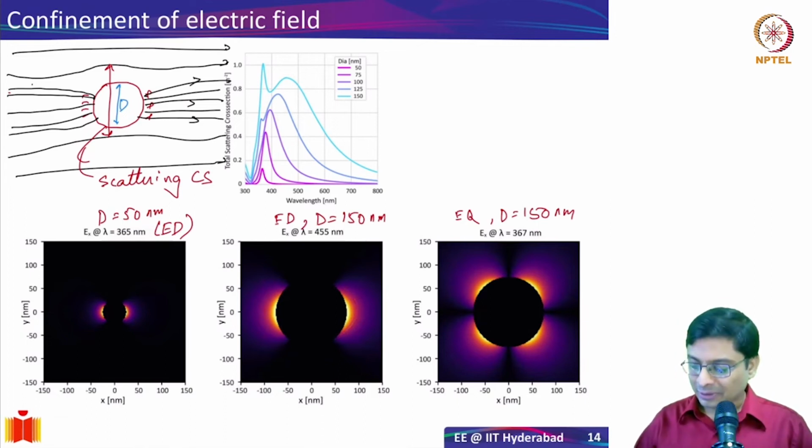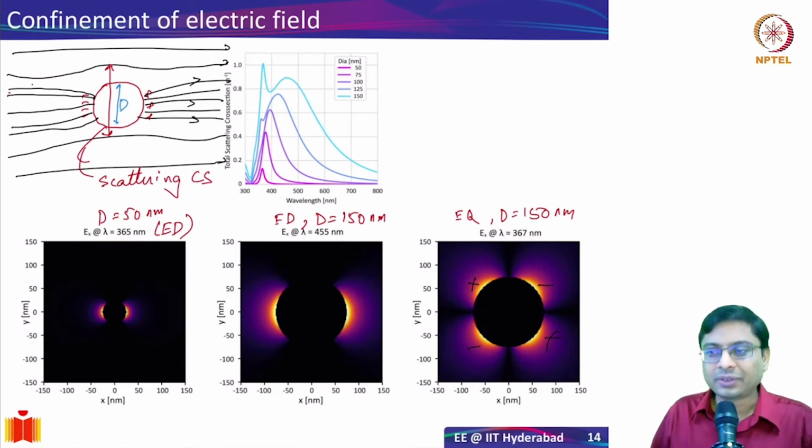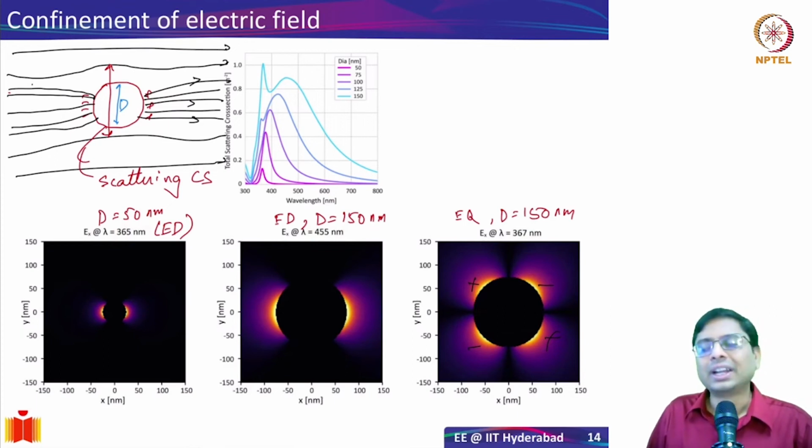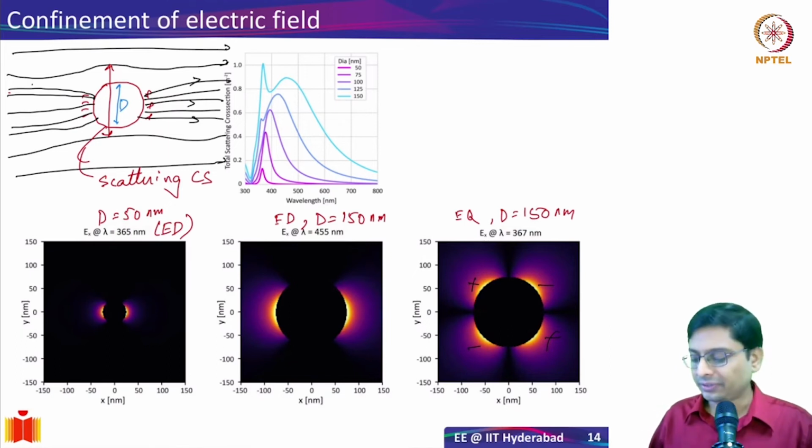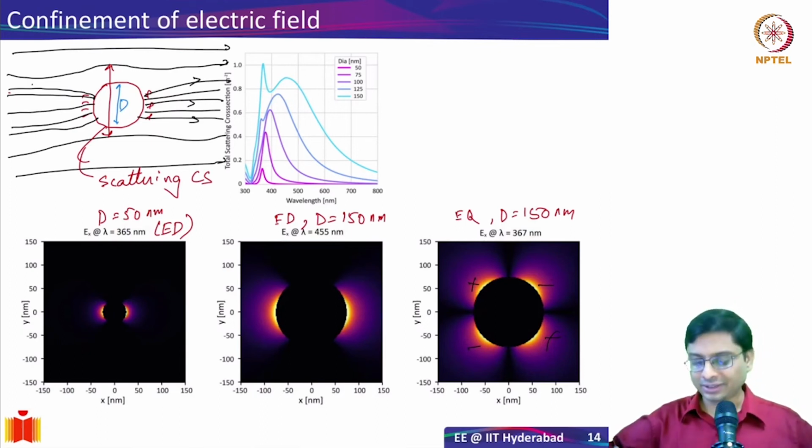And what happens at this lambda of 367 at 150 nanometer diameter? You see this additional peak that has come in. That additional peak is what we call a quadrupole, because instead of plus and minus, now you have plus, minus, minus, plus. So there are four of these charges effectively. That is why we call it a quadrupole instead of a dipole. And you can also have higher order terms, which are octopoles and so on. The field lines and field intensity distributions become more complicated.